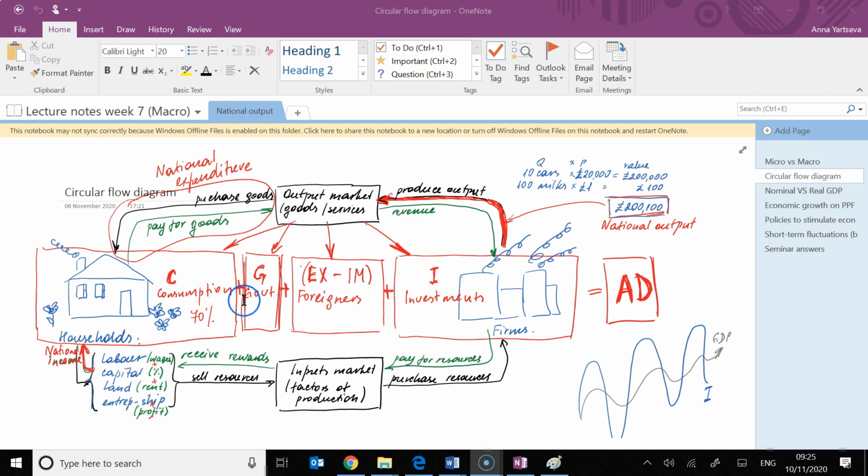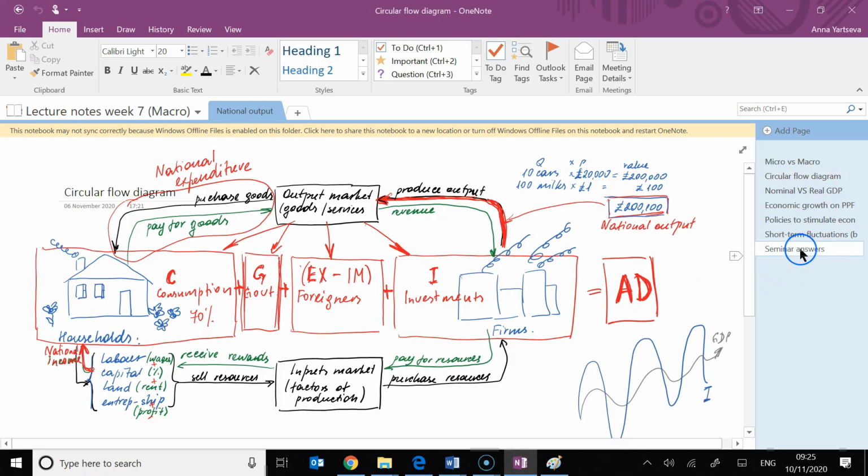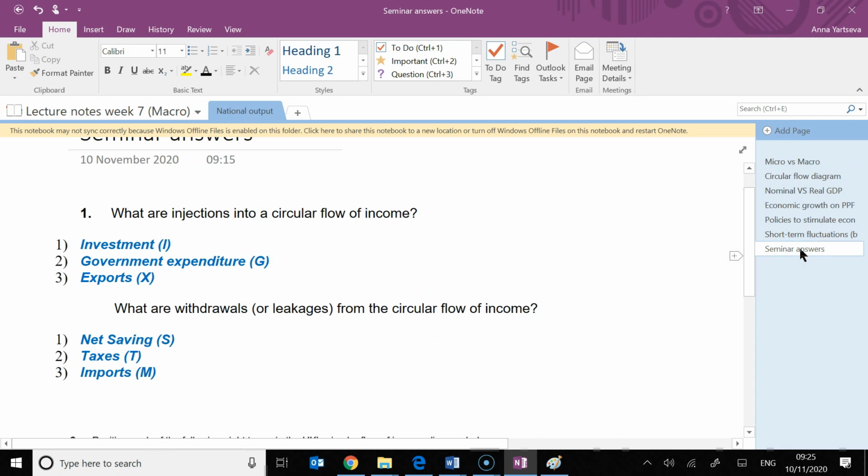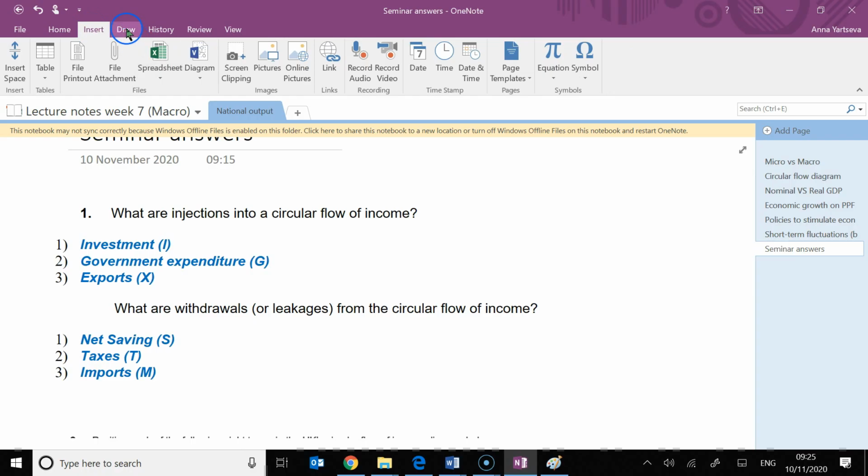And we'll stay here. I will not add anything else just yet, because the rest of the diagram refers to the aggregate demand and measuring GDP. This is what you don't need just yet. And now, based on this, let's have a look at the first question, which asks you about the injections and withdrawals.